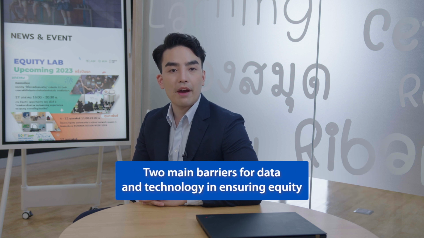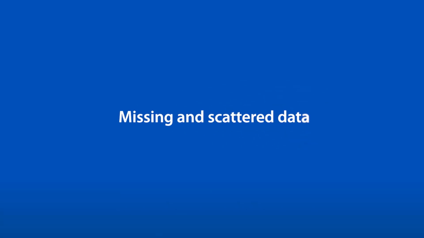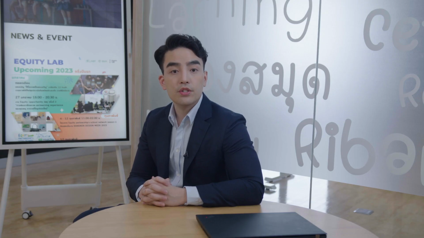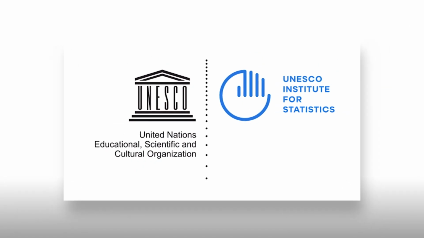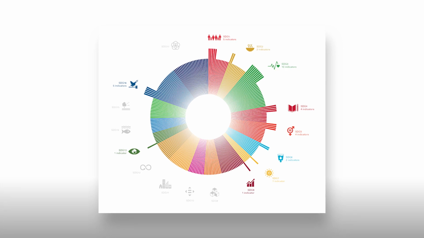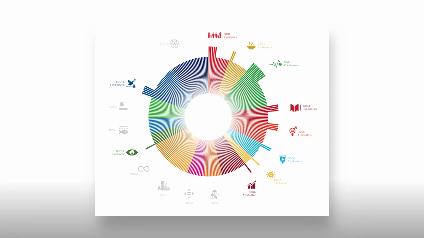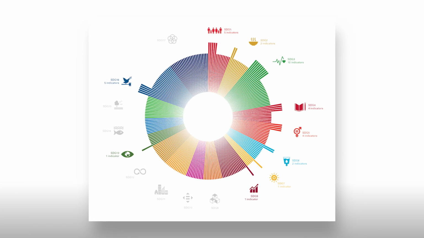However, there are two main barriers when it comes to data and technology to ensure that they can increase equity: missing and scattered data and the digital divide. Missing and scattered data. The most important barrier to using data for equitable education is the fact that data is missing and scattered. According to the UNESCO Institute for Statistics, countries are only able to report on half of the data required for monitoring of SDG global indicators. This includes data on out-of-school children and youth, and more specific data related to educational equity or spending.